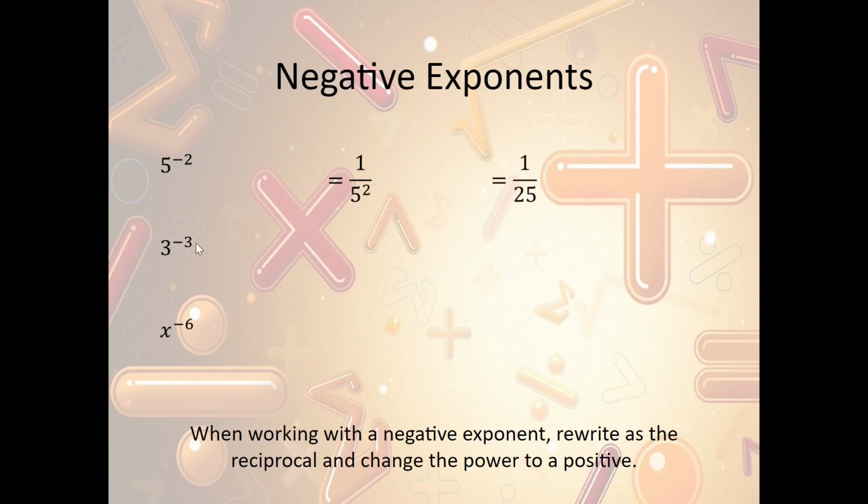Now 3 to the negative third power. So again, that becomes 1 over 3 to the positive third power. 3 to the positive third power is 27, so it's 1 over 27. Now we have x to the negative sixth power. So we're going to flip that and it becomes 1 over x to the positive sixth power.